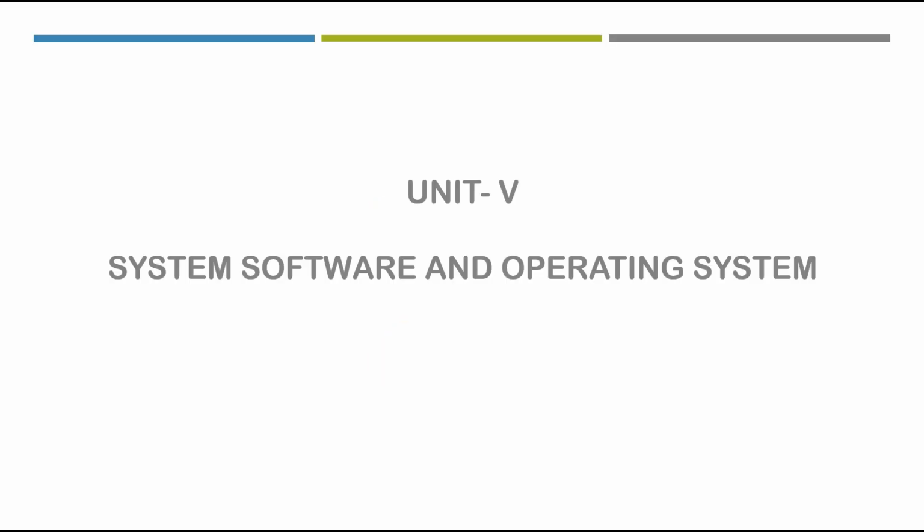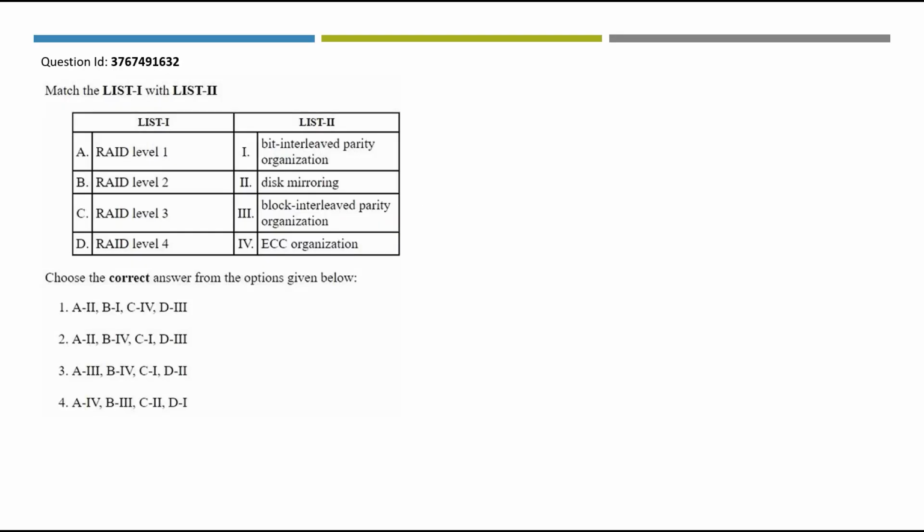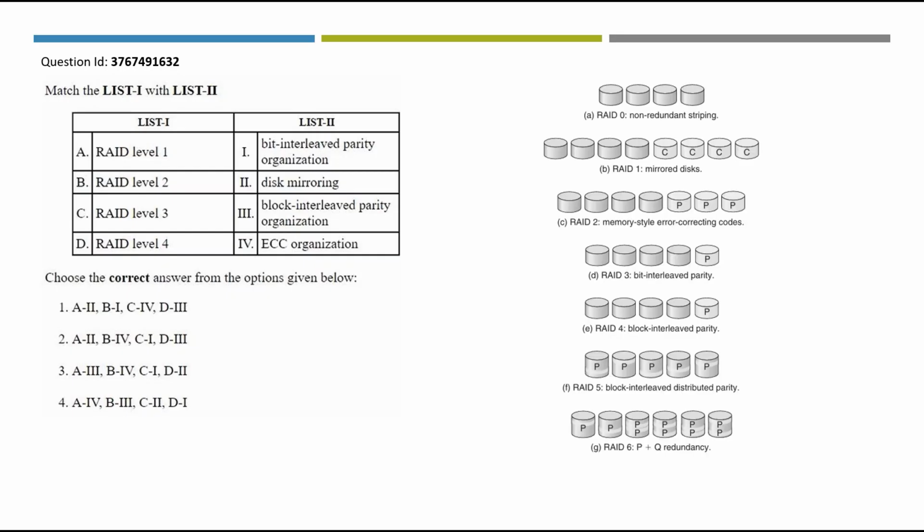Let's solve Unit 5 System Software and Operating System questions. Match list 1 with list 2. The RAID level details are given in list 2. RAID 0 is for non-redundant striping. RAID 1 is for mirror disk.